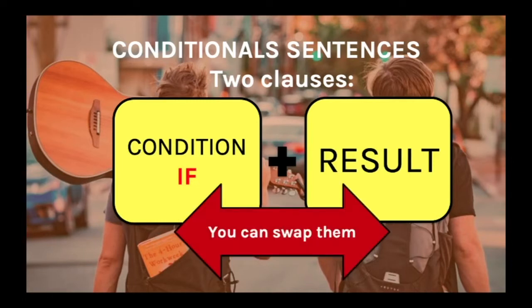And you can swap them. That means that you can use the condition first and the result at the end, or you can use the result first and the condition at the end. Let's talk about the 4 types of conditional sentences.